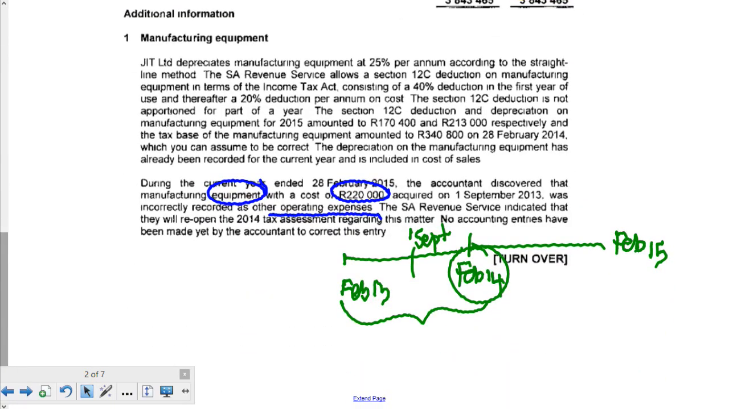Manufacturing equipment acquired 1 September 2013 was incorrectly recorded as operating expenses. And then you say the error has been adjusted retrospectively to the previous year. Just copy it. Whatever information you've been given, you copy it. So you can write here, blah, blah, blah, or write XXX. But I don't think that we're going to do that now because it's just a waste of our time. Okay, so number one is done.